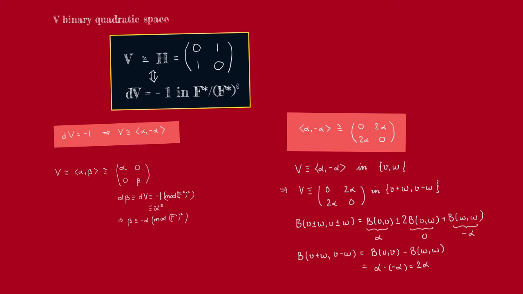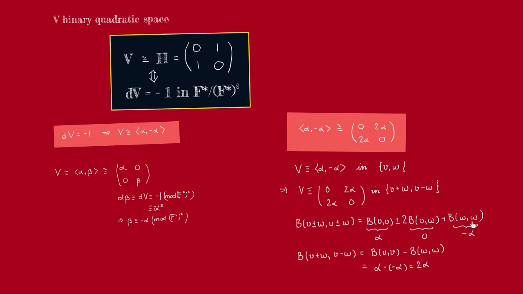So now we want to show that this space is isometric to a space with this Gram matrix, and then this clearly is isometric to the hyperbolic plane. So why is that? Let's say V is isometric to this space with basis vectors v and w. We claim then if we change the bases to v plus w and v minus w, then V is going to have this Gram matrix. And why is that? Well, this entry 0 here means that B of v plus w with itself is 0. And let's see why.